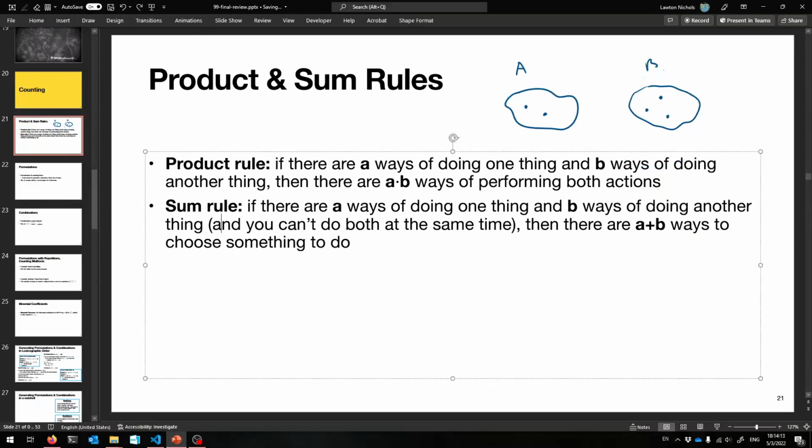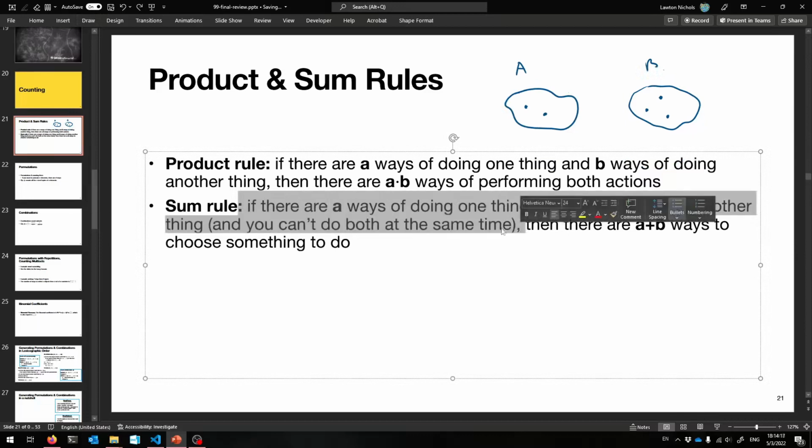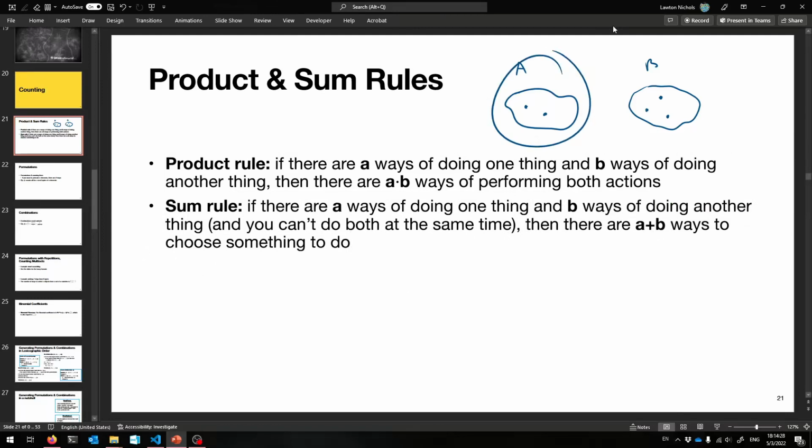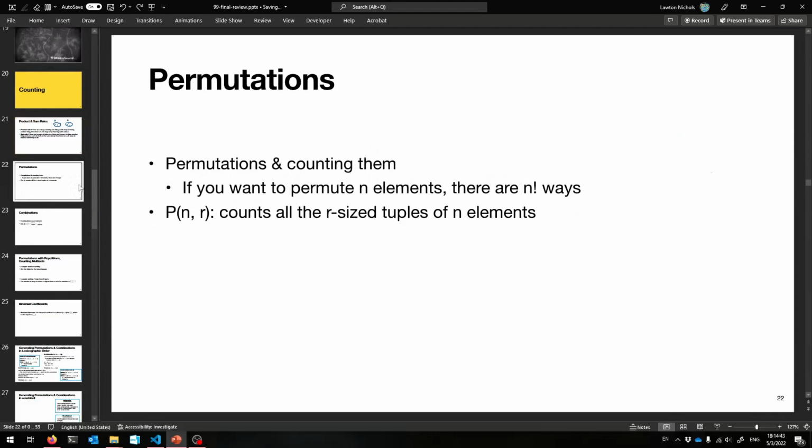Product rule. And then the sum rule is if there are A ways of doing one thing and B ways of doing another thing, you can't do both at the same time and they don't overlap, then there are A plus B ways to choose something to do. So for example, if I could do stuff from set A or stuff from set B, not sure which, but I need to decide, I have 5 things I could possibly do. Pretty obvious stuff, but we have to put it in math so that we can do fancier things based on these rules, like permutations.